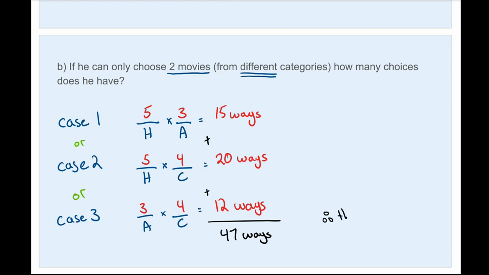So therefore, there are 47 ways to choose 2 movies from different categories.